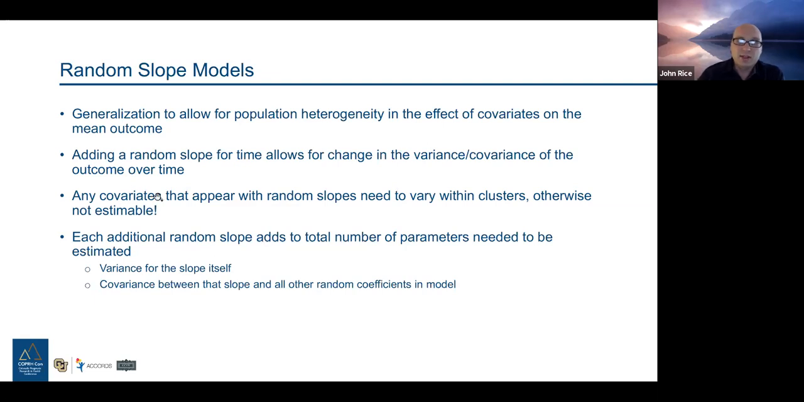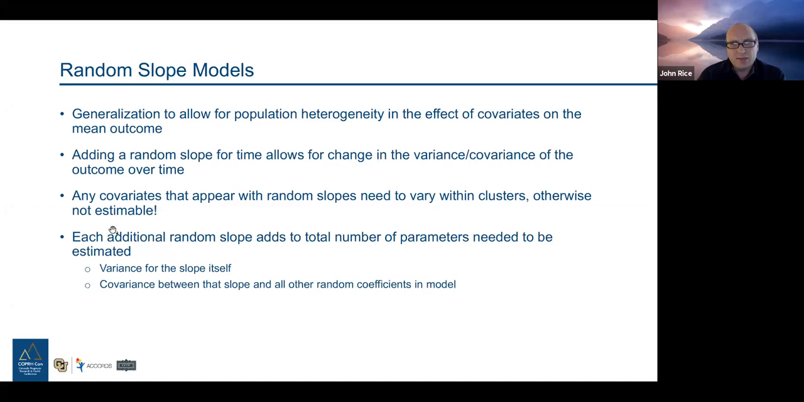One thing to make sure of, though, is that any covariates that appear in your model with a random slope have to vary within clusters. Otherwise, you can't estimate them. So again, time will vary within a cluster when you're taking measurements over time. But something like race or ethnicity would typically not vary over time. So that would typically not be estimable within an individually randomized study when you're taking measurements over time. However, if your clusters are not individuals, but something larger like a medical practice or a hospital, you could maybe estimate a random slope for something like race or ethnicity. It all depends on the context and the source of the data.